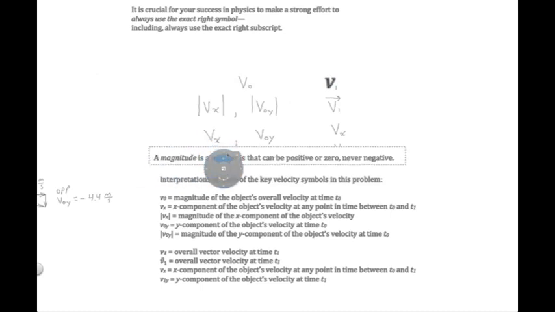Do you remember what a magnitude is? As we discussed in the previous video, a magnitude is a number that could be positive or zero, but could not be negative. And you can see that absolute values are a good way to indicate that for components, because absolute values can't be negative. Do you remember how that came in handy here?